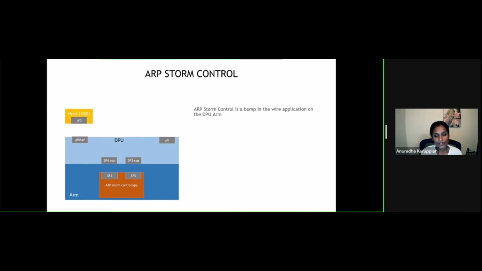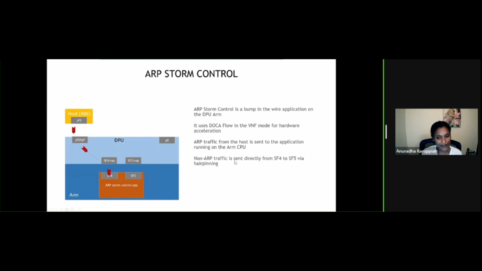The ARP storm control application is a bump in the wire application. So this is going to use the virtual network function mode of DOCA Flow that we talked about a little bit earlier. ARP traffic from the host is going to get trapped to the ARP storm control application running on the ARM CPU. All other traffic, all non-ARP traffic, is simply going to get forwarded. And we're going to use hairpin forwarding from one subfunction to another to do that.